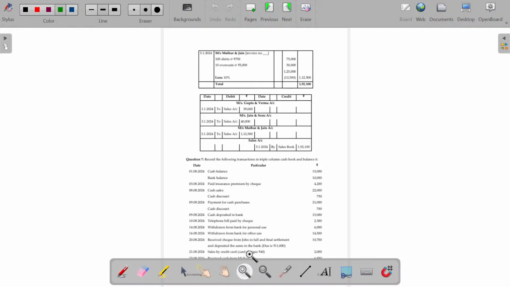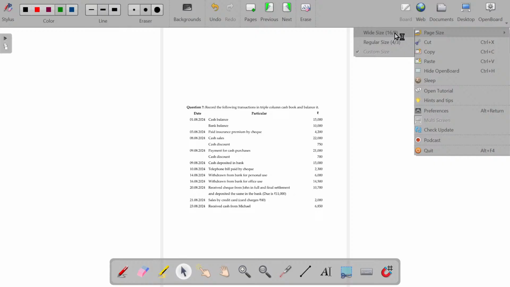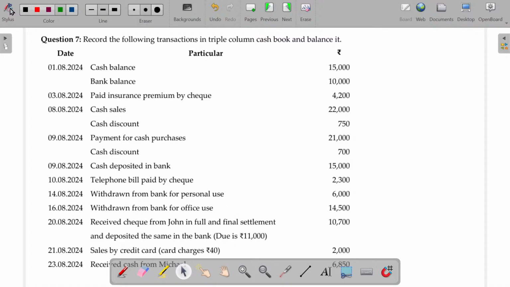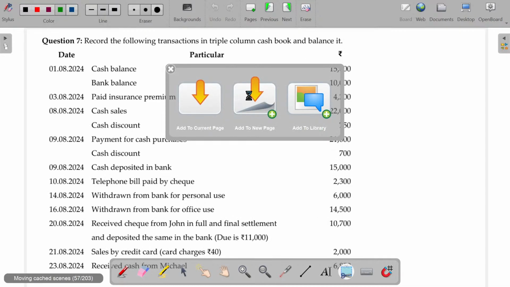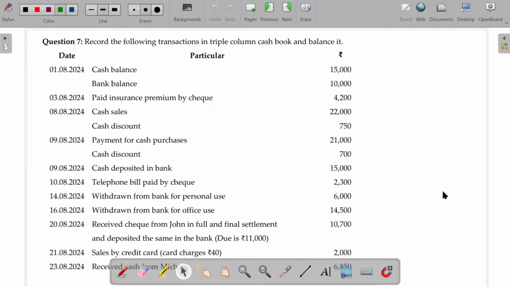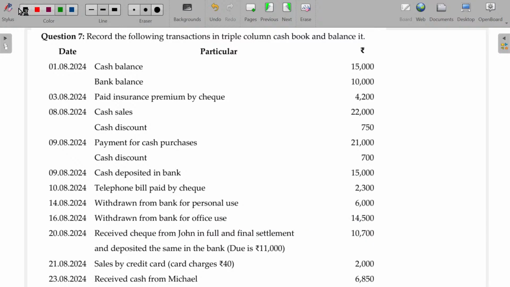Question number 7. Record the following transaction in triple column cash book and balance sheet.